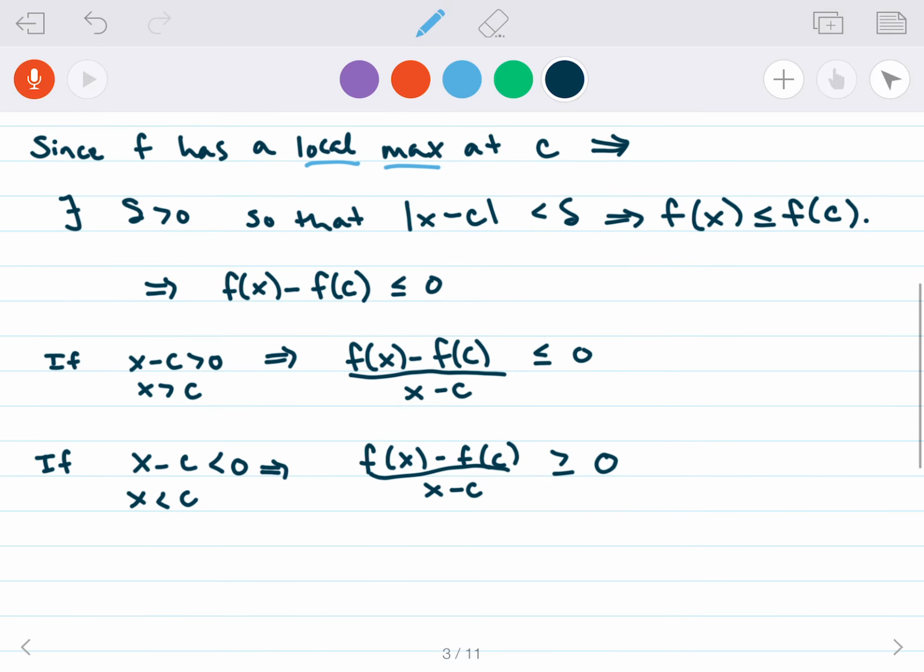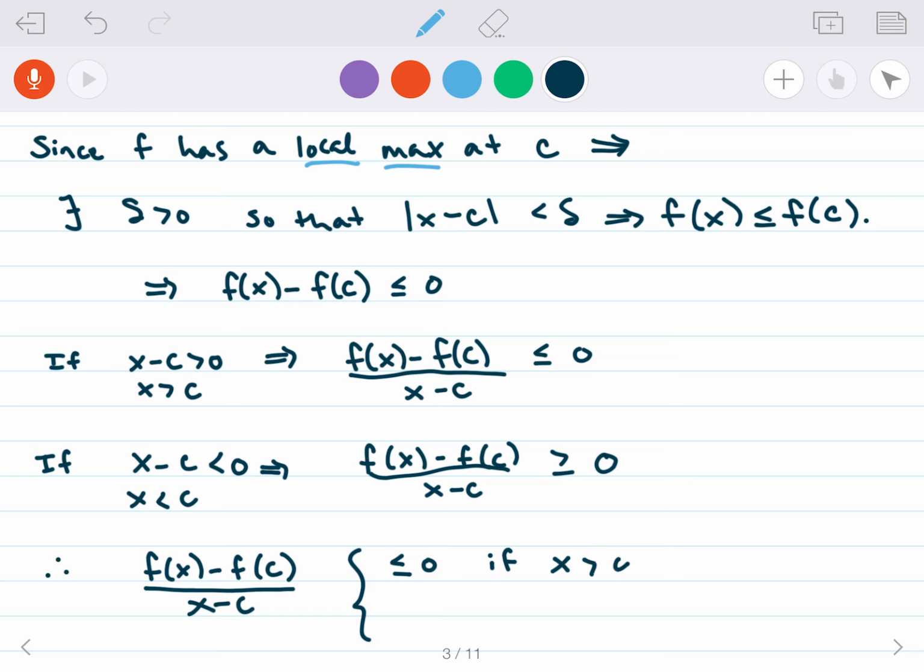Okay, so let's write that out. So we have f of x minus f of c over x minus c, or maybe we should write it like this. Let's say that this is less than or equal to 0 if x is larger than c, and it's bigger than or equal to 0 if x is smaller than c.